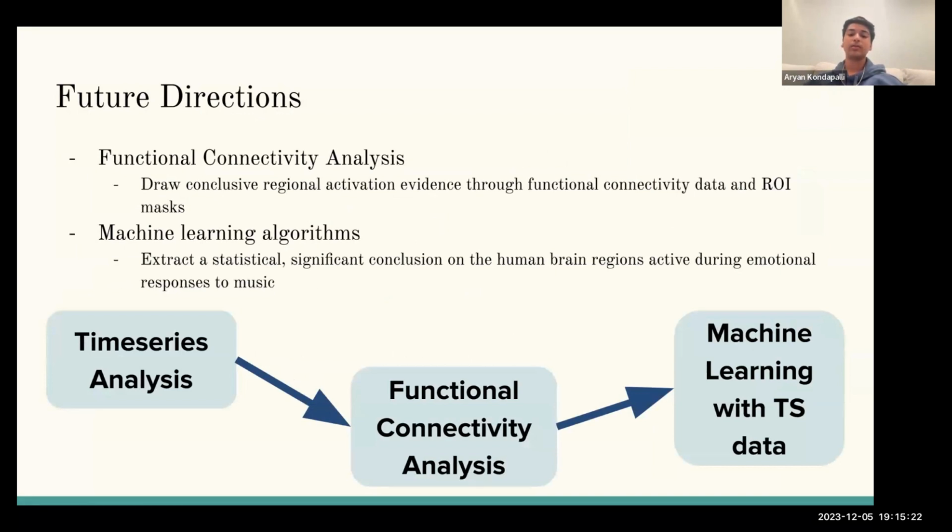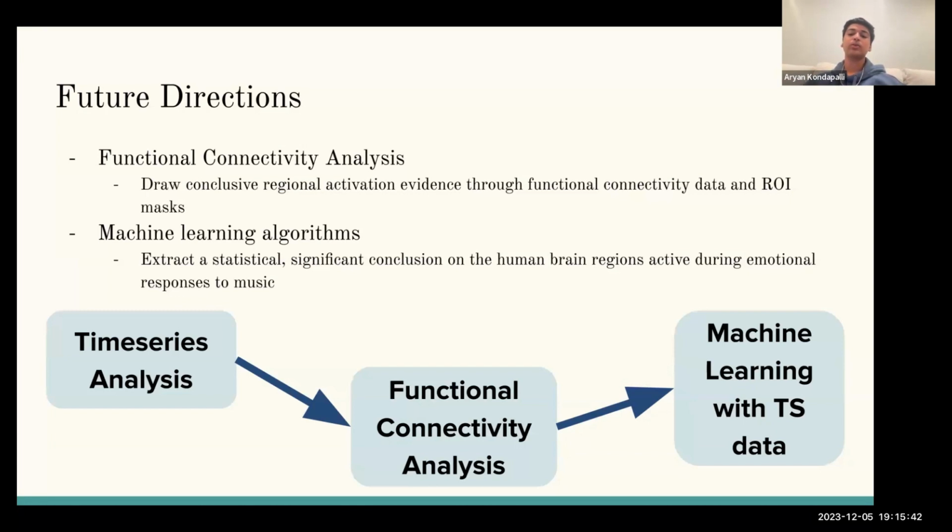And functional connectivity analysis basically shows a conclusive result through functional connectivity data and ROI masks. ROI masks are masks that define a region of interest, and it's used as a mask to remove pixels from an image, whether it's in the region or not.